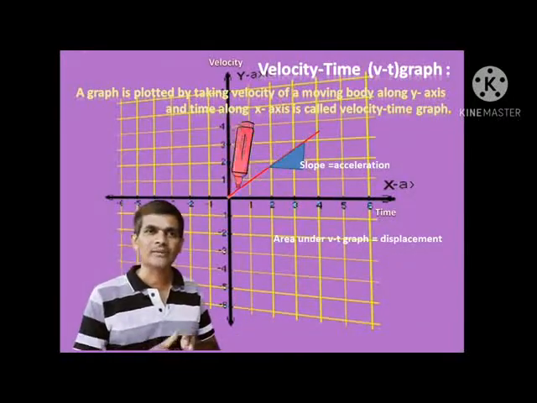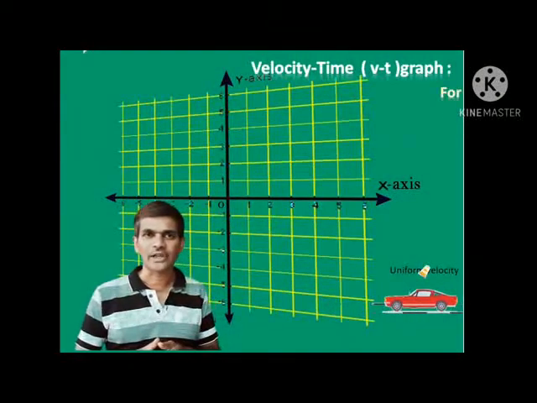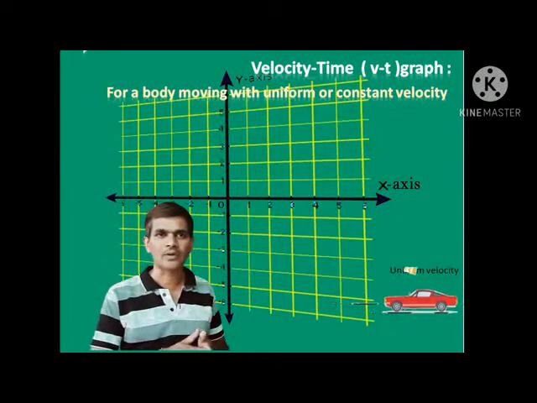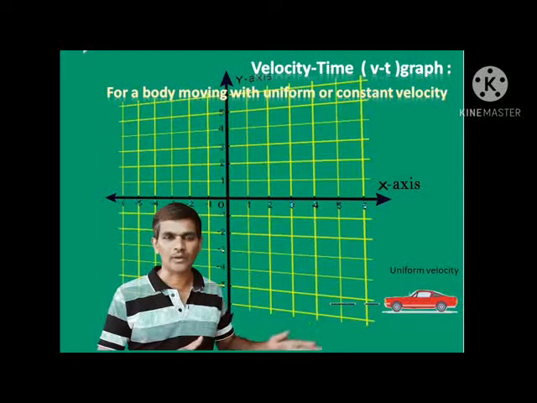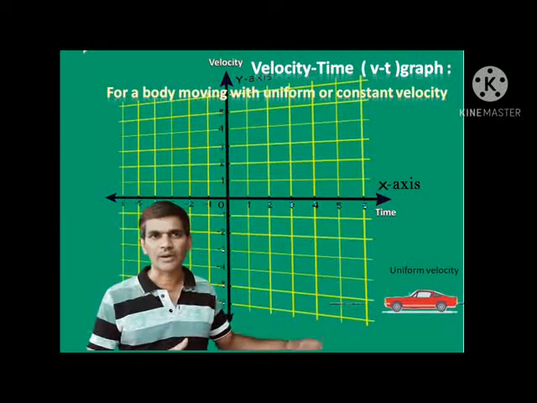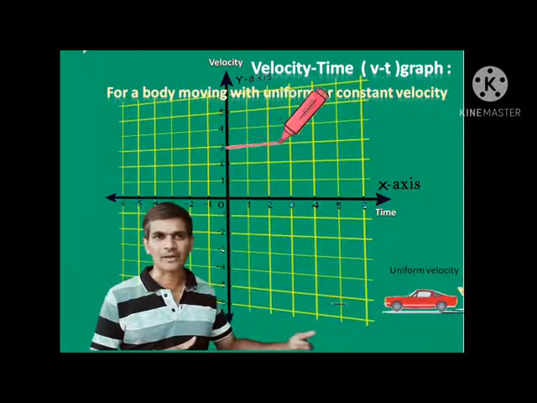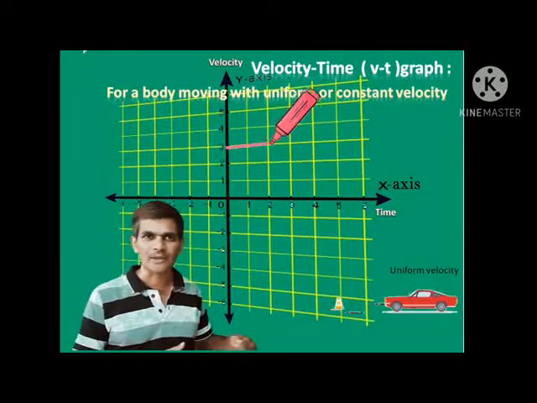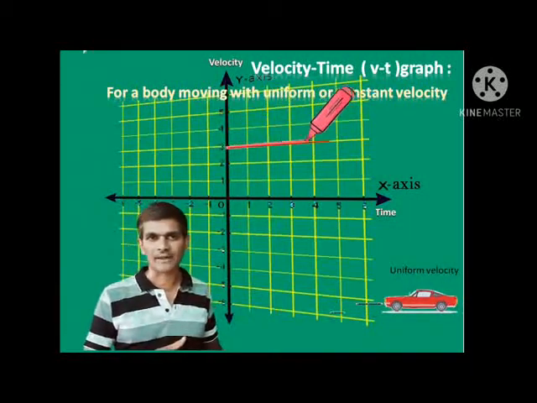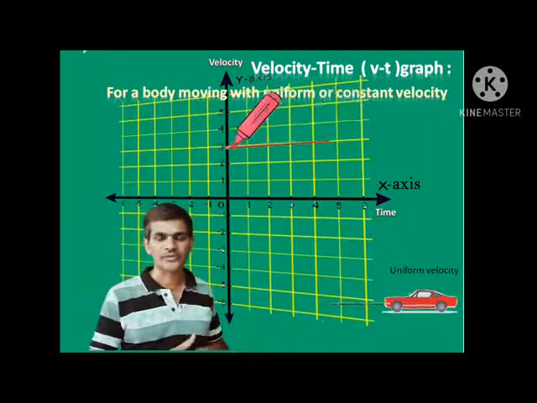Let us see the velocity time graph for different cases. First, the velocity time graph for a body moving with constant velocity. Again, velocity is taken along the y-axis and time along the x-axis. Since velocity remains constant with respect to time, we get a straight line parallel to the time axis.